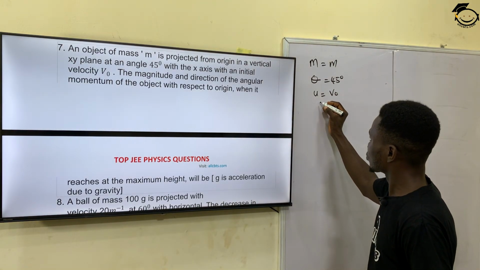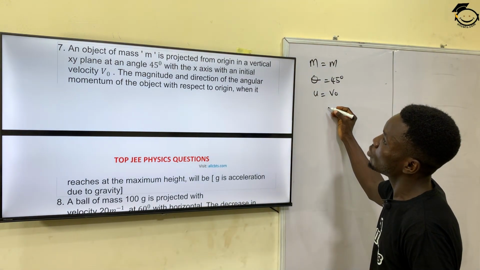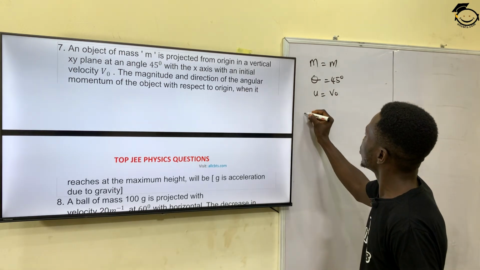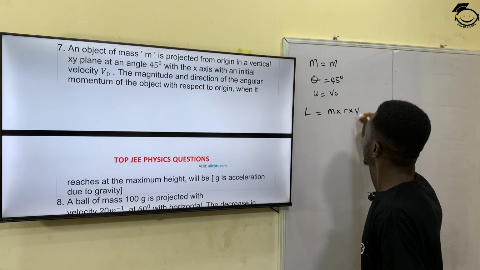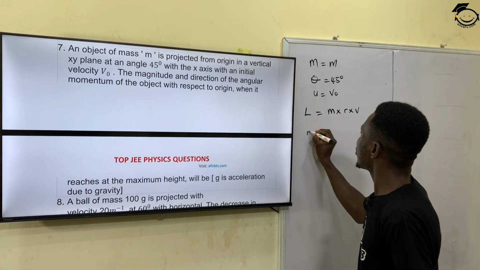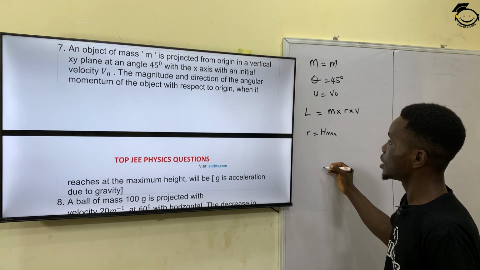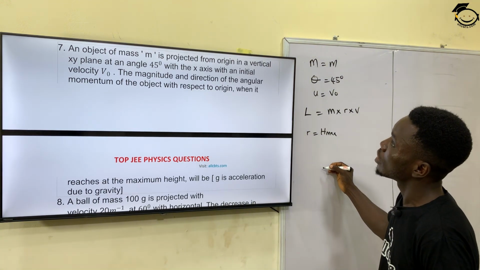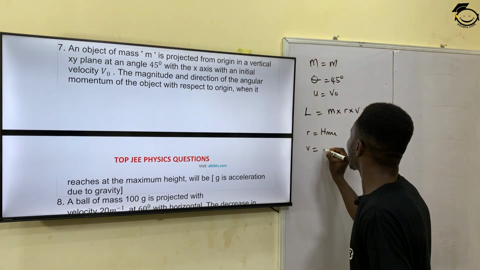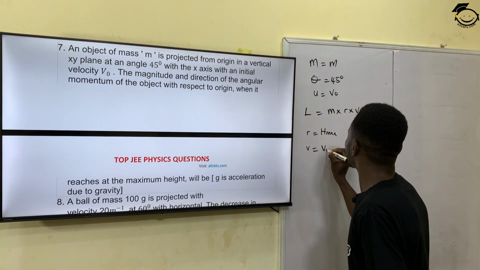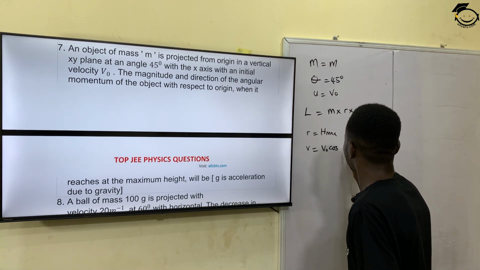So we know that since they're talking about the angular momentum, first we have to find, because we know that our angular momentum L is supposed to be m times r times v. So we have to find our r. Our r is the same thing as our maximum height, and my v is the velocity. And in this case, the velocity here is along the horizontal plane. So my v is, in this case, v naught cos theta.